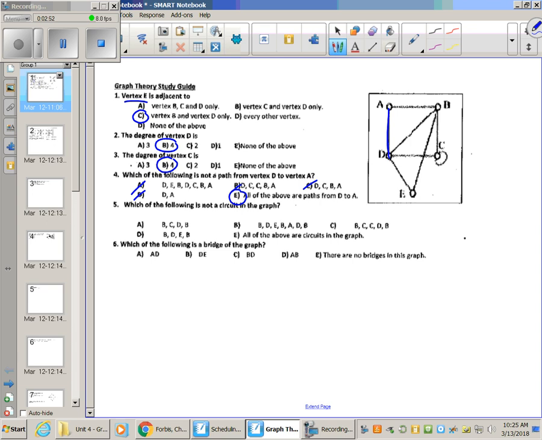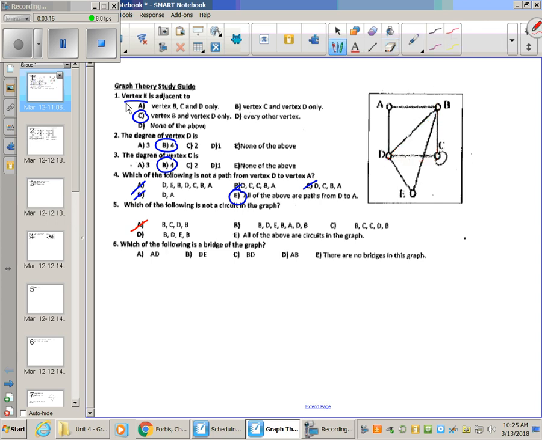Number 5 says, which of the following is not a circuit in the graph? Okay, so looking at all of these, well, again, we're going to have to go through, kind of like we just did with number 4, and identify which ones are not circuits. Okay, so starting with A, it's B, C, D, B. B, C, D, B. It works. So A's off.